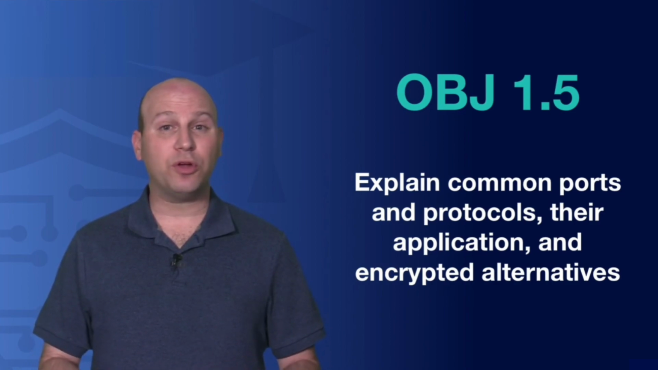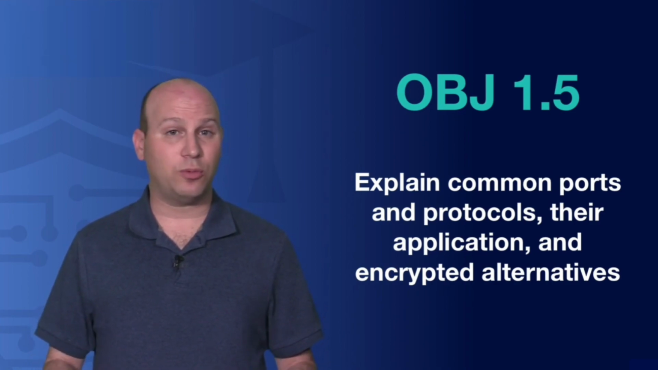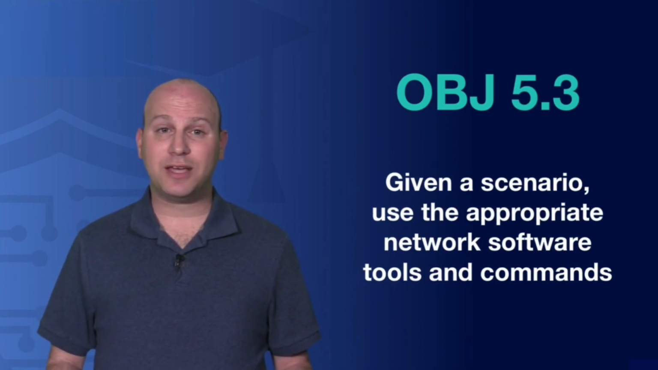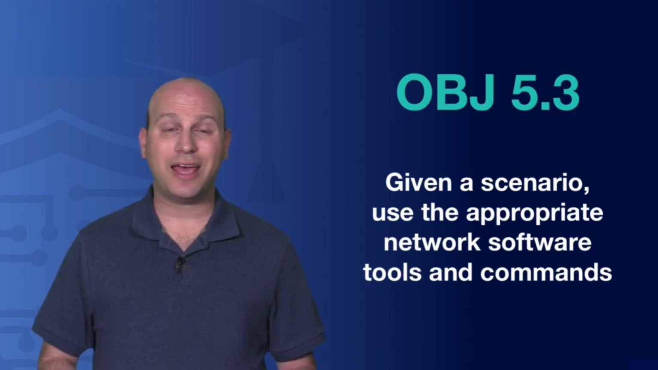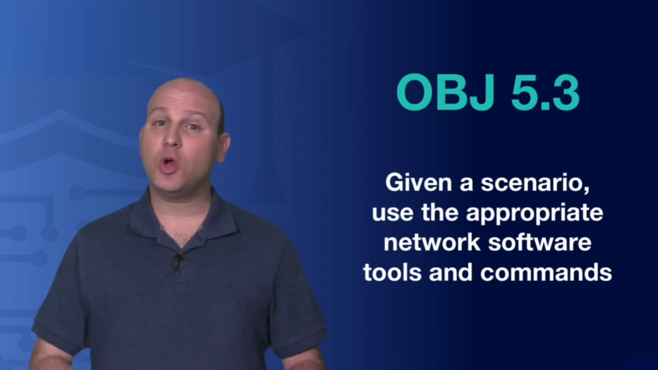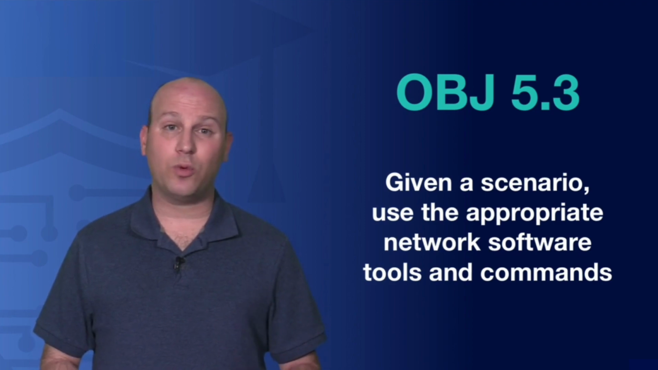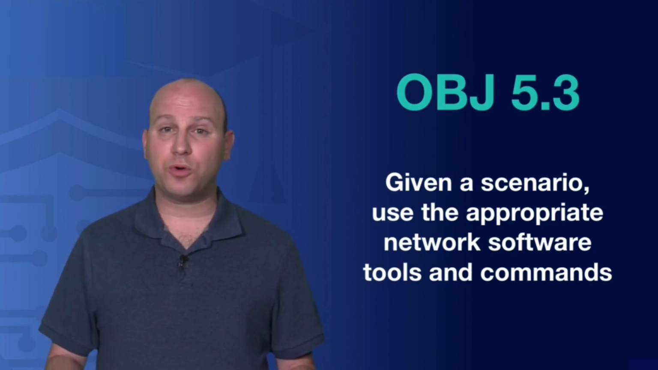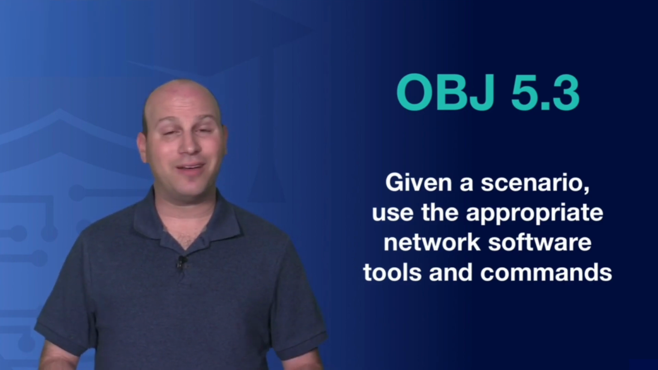We're also going to briefly dive into Domain 5, Network Troubleshooting, by returning to Objective 5.3. Objective 5.3 states that given a scenario, you need to use the appropriate network software tools and commands. So in this section, we're specifically going to be doing some hands-on work with Nmap, the network mapper tool, to show you how this works. All right, let's get started talking all about ports and protocols using the TCP/IP model in this section of the course.